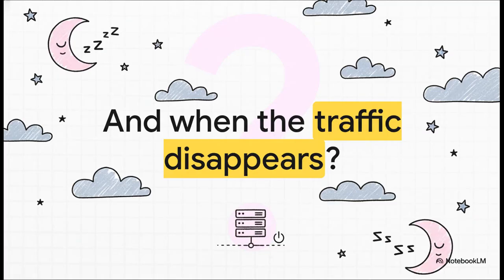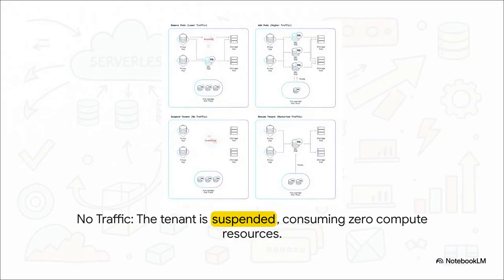Okay, but what about the flip side? That's just as important. What happens when all that traffic just vanishes, in the middle of the night when everyone's asleep? And here's where we finally get to flip that light switch off. As the traffic drops to zero, the system scales back down. And eventually, the tenant gets suspended. What does that mean? It means its compute pods are shut down completely. They consume zero resources. You pay absolutely nothing. But, and this is crucial, your data is always safe and sound in that shared storage layer, ready for the moment you need to flip that switch back on.